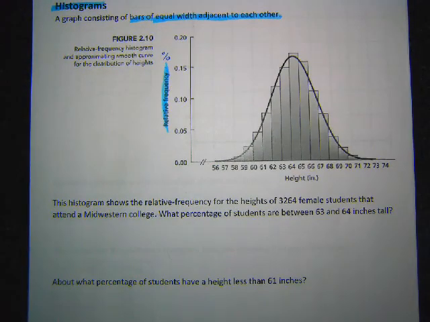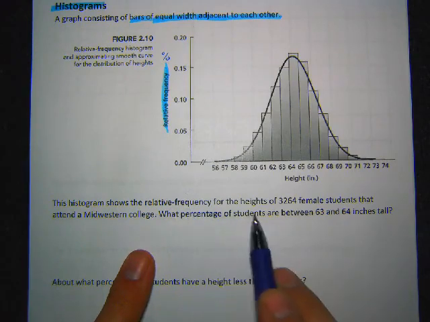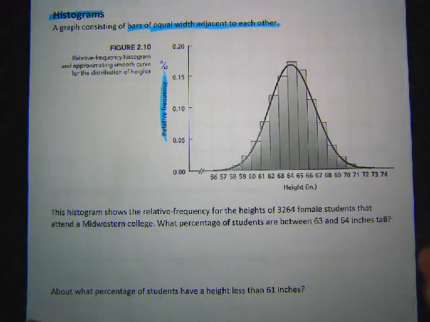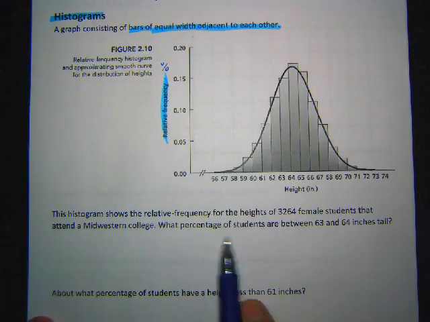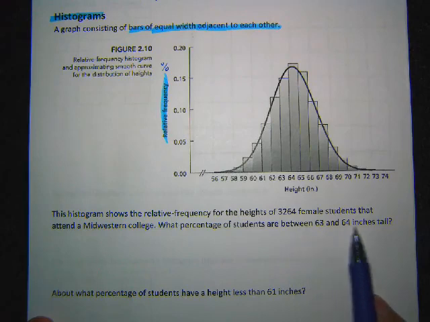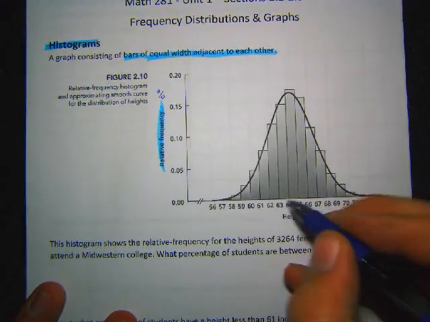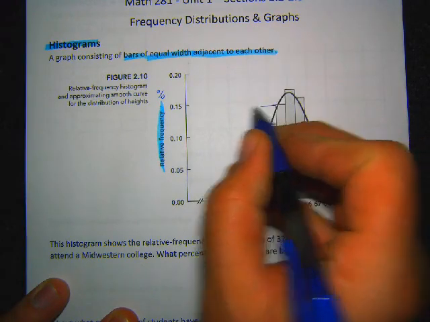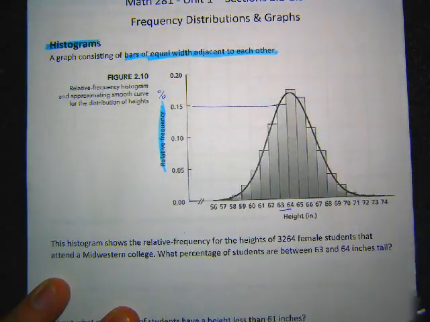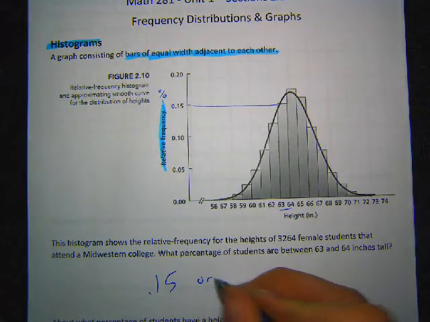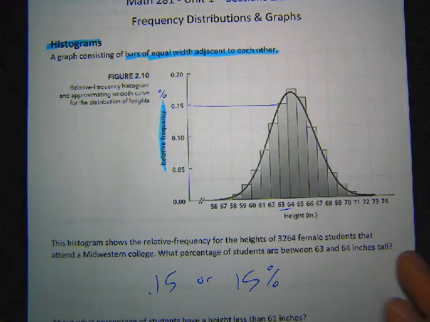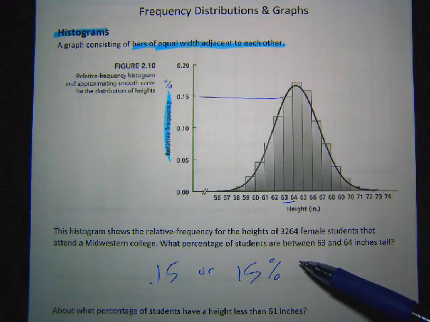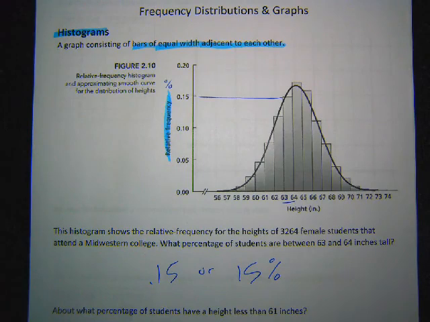So this chart specifically is showing the relative frequency for heights of 3,264 female students from a Midwestern college. The question down here asks what percentage of students are between 63 and 64. Well, I kind of gave away the answer on that one, because if we look at that range from 63 to 64, we can see that it fits pretty close to that 15. So it's 0.15 or 15%. Be careful when you're answering questions in my stat lab. They usually indicate a decimal or percentage, so just make sure you answer appropriately.